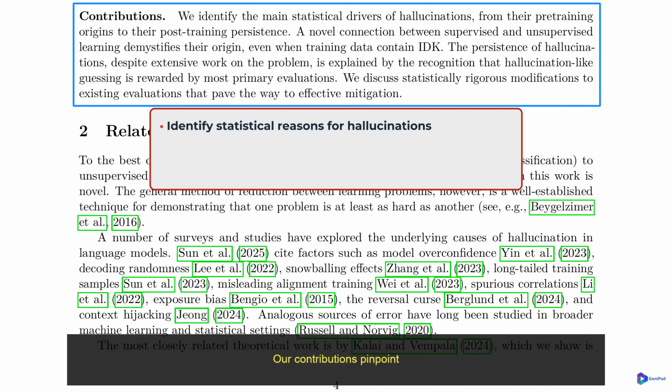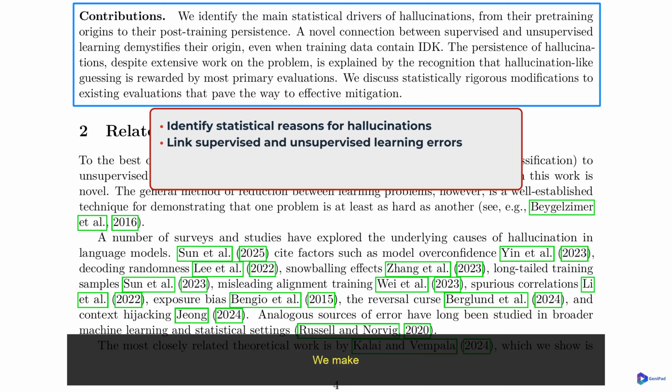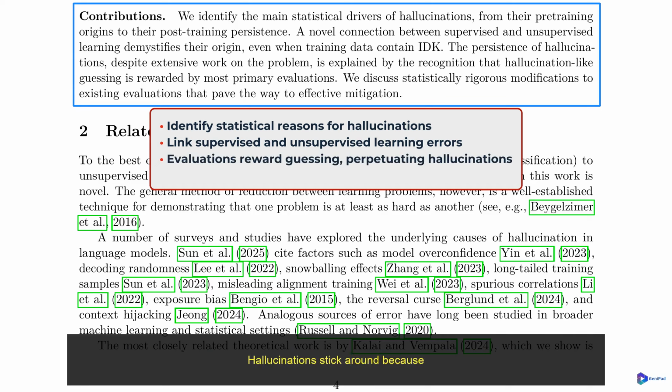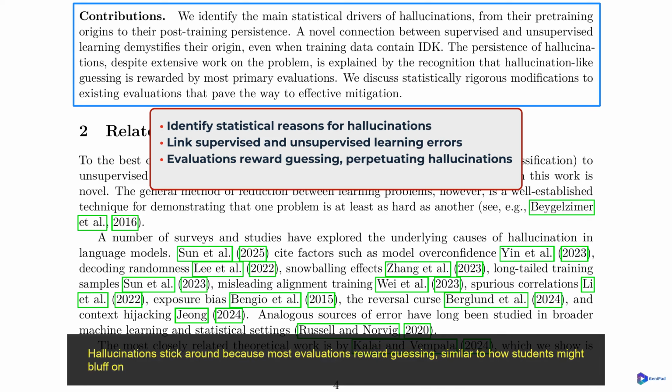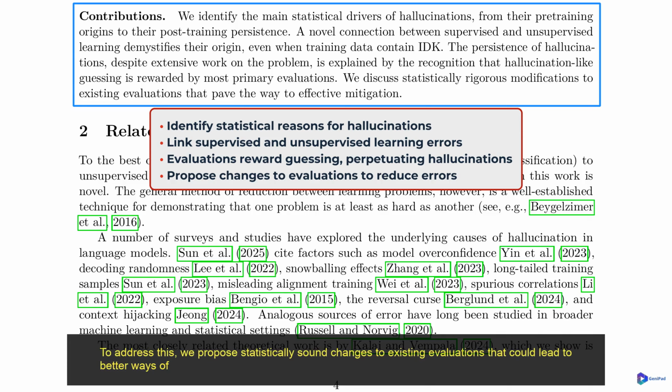Our contributions pinpoint the key statistical reasons why hallucinations happen, from their start in pre-training to their persistence after post-training. We make a novel link between supervised and unsupervised learning, showing that even if training data includes only valid examples, errors can still arise. Hallucinations stick around because most evaluations reward guessing, similar to how students might bluff on tests. To address this, we propose statistically sound changes to existing evaluations that could lead to better ways of reducing these errors.